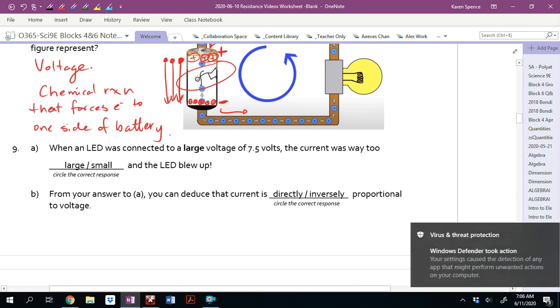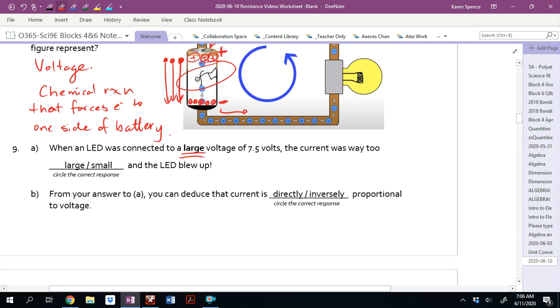Number 9, when an LED was connected to a large voltage of 7.5 volts, the current was way too large and the LED blew up. From your answers to A, you can deduce that when the voltage was large, the current was also large. Is that a direct or inverse relation? That's a direct relation. As one is bigger, the other is also bigger. So current is directly proportional to voltage. That means as voltage increases, the current also increases.